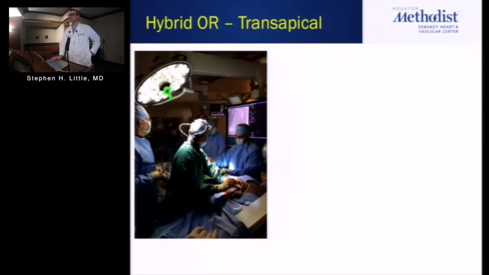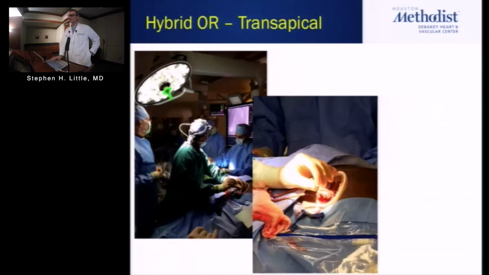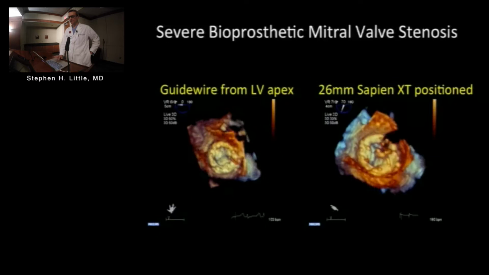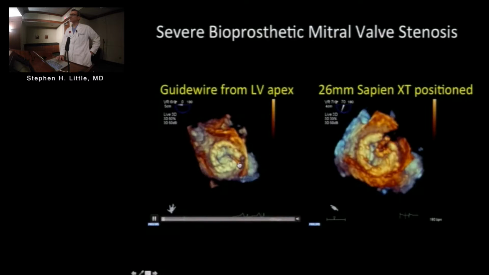So this is done in the hybrid OR. This is beating heart, no bypass, large catheter through the apex of the heart. It's Dr. Reardon, Dr. Barker is assisting. There's a guide wire. This is, again, viewed from the left atrium. So guide wire is coming up through the left ventricle across this prosthetic valve.